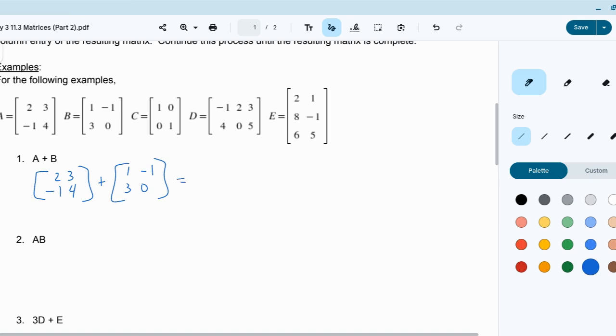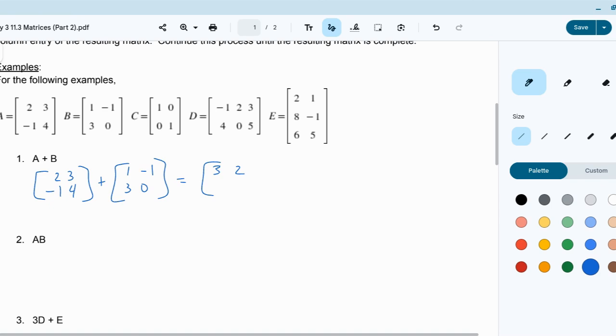As we said, since they're the same size, we're just going to add the same entries. First row, first column, we have a 2 and a 1. If we add that together, we get 3. That stays in the first row and the first column. First row, second column, I've got a 3 and negative 1. When I add those together, I get a 2, and that stays in the first row, second column.